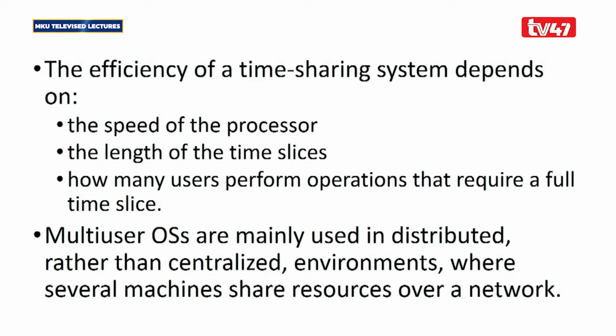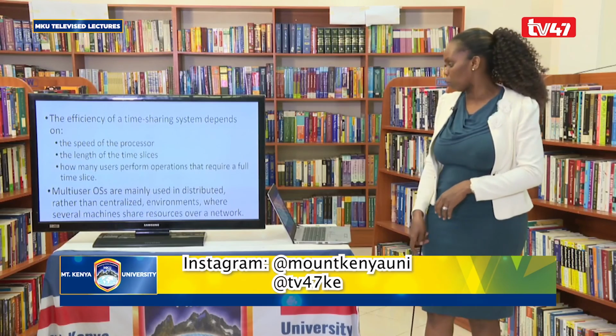Then a multi-user OS is mainly used in distributed rather than centralized environments where several machines share resources over a network. So again, multi-user systems are mainly used in that kind of environment where it's distributed rather than a centralized place. So it can't work very well for a centralized kind of system. It's good for a distributed kind of environment.